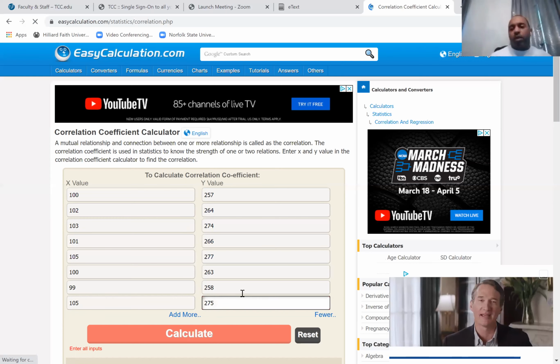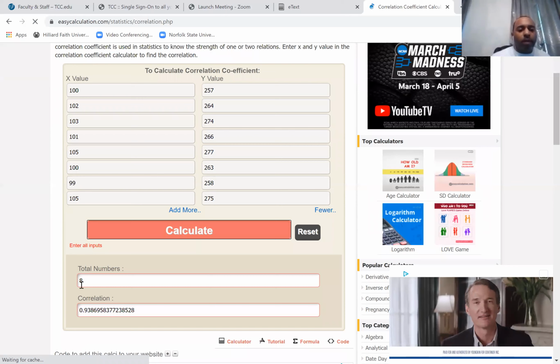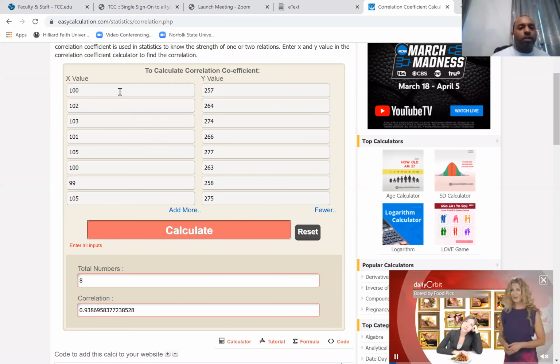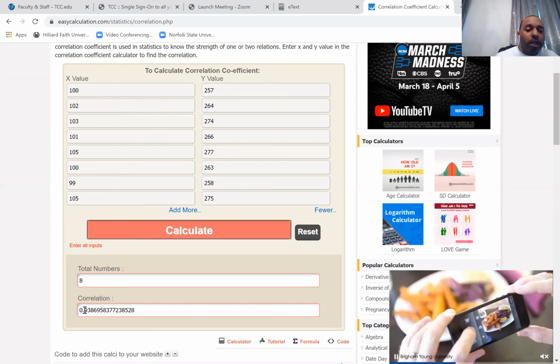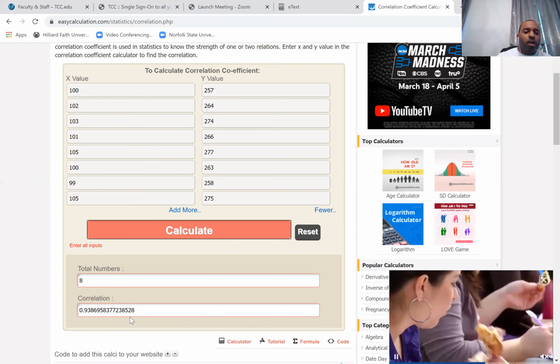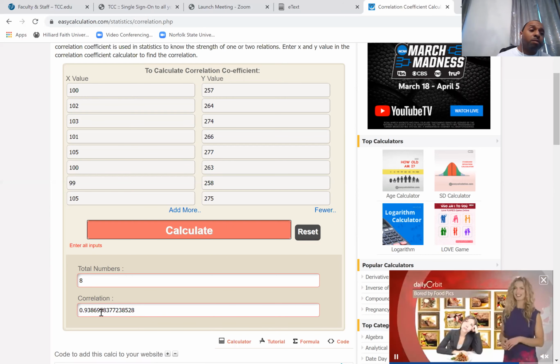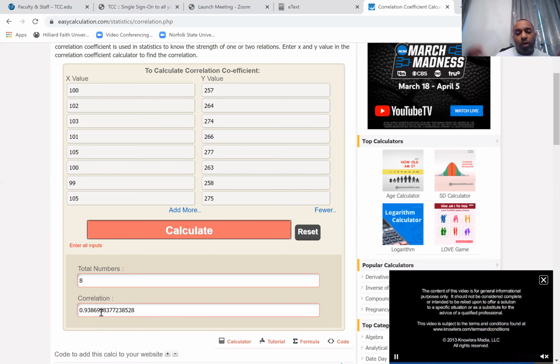All right, so I typed in all the data values, and always make sure that they are correct because one digit will change it all. So here we have 8 total observations. So, you know, that 100 goes with 257, the 102 goes with 264, and so on. And here's our correlation. And always make sure you pay attention to MyMathLab because they'll let you know how many decimals they want. Normally I write in notes, 4 decimal places out. MyMathLab will let you know if they want 3, 4, or whatever.